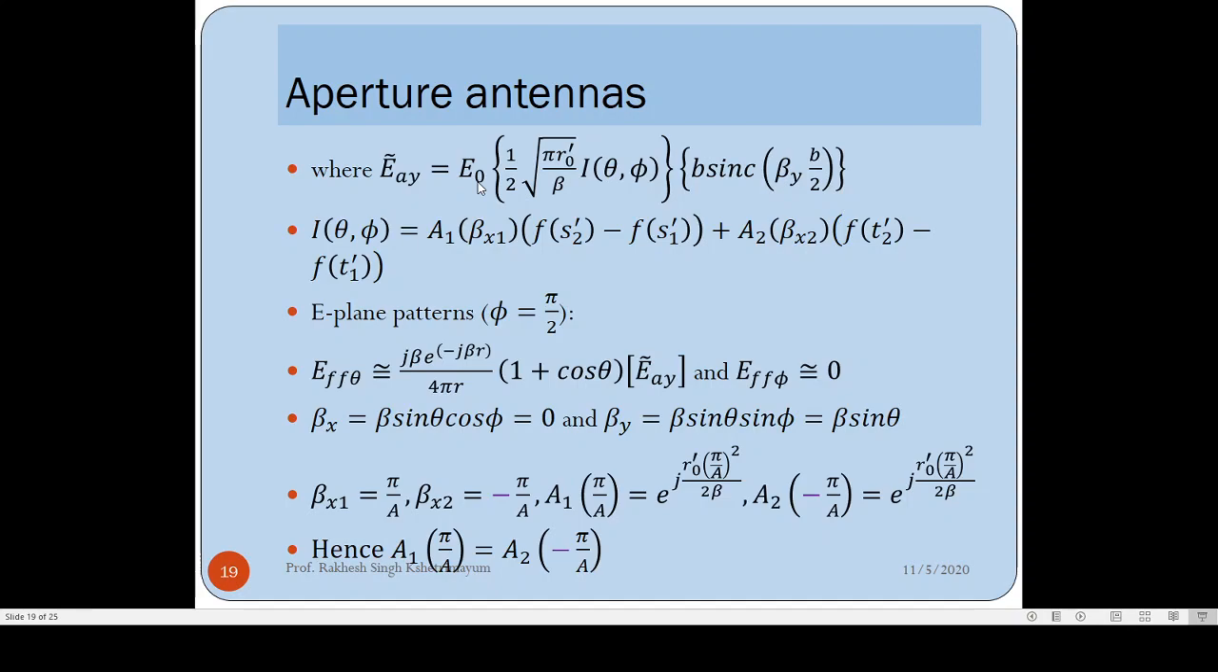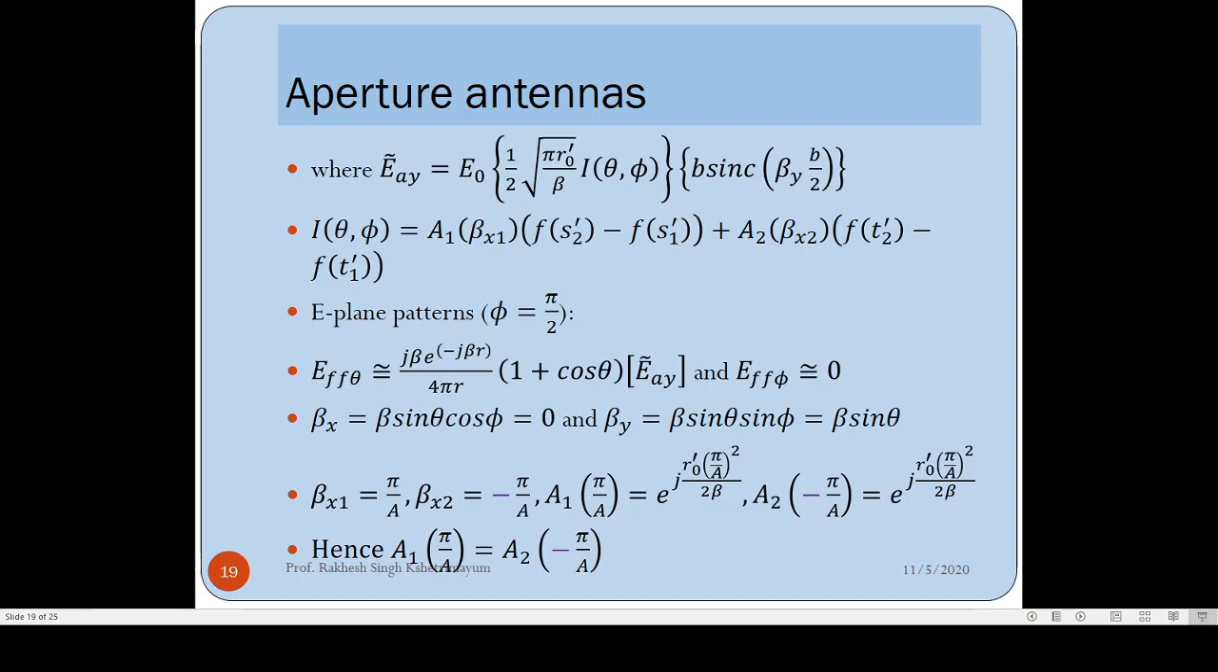It was expressed as E0 half square root of pi r naught ds by beta I function of theta and phi, then B sinc function of beta y B by 2. And this was the expression for the I. I will have A1 Fs2 ds minus Fs1 ds plus A2 F2 T2 ds minus F T1 ds. Let us take a particular case. We are interested in the E plane and H plane of the radiation pattern of the antenna.